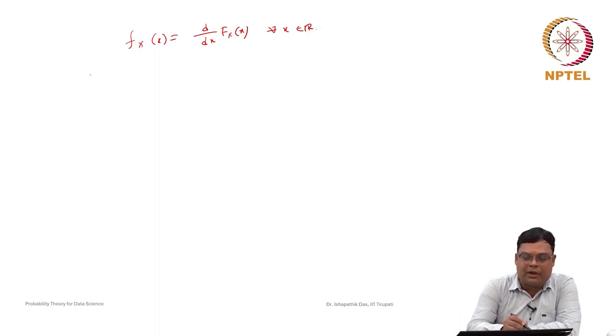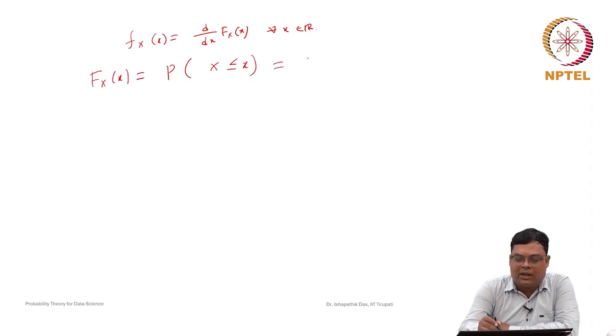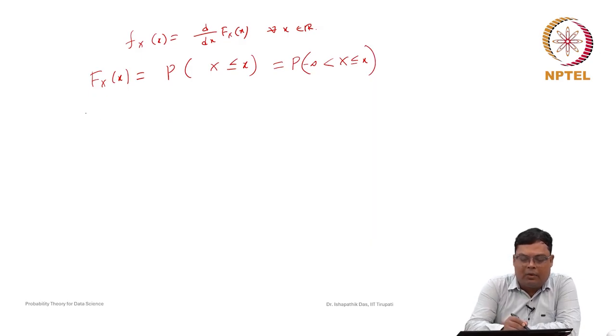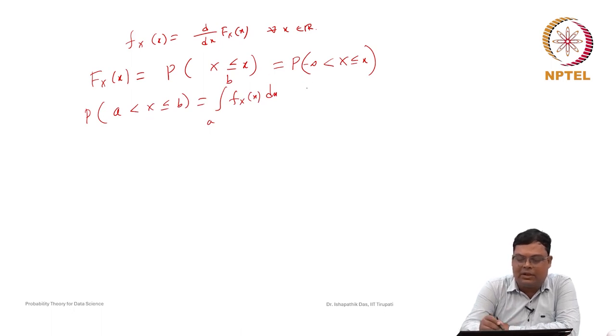So, what is the cumulative distribution function? It is nothing but the probability that X is less than or equal to x. That is the integral from minus infinity to x, where X takes values in that interval. We know that whenever a is less than X less than or equal to b, the probability is the integral of f_X(x) dx. Now, if a goes to minus infinity, we can find this probability. This is the general case.